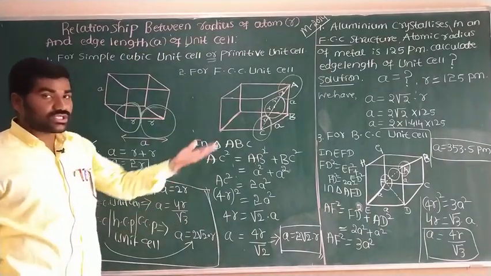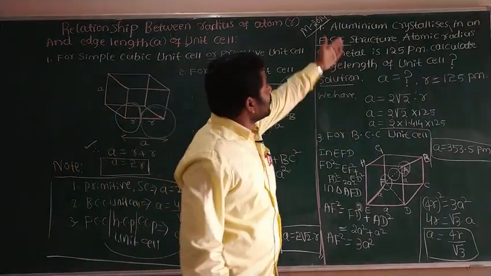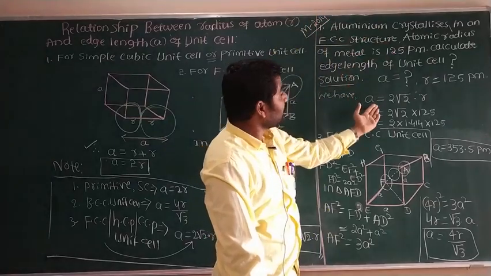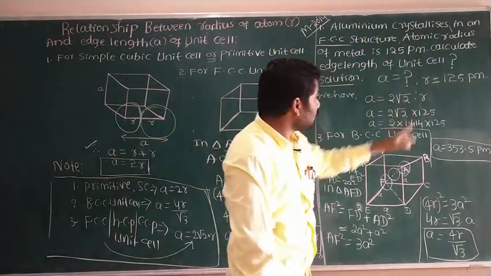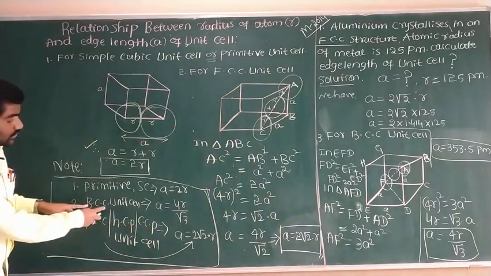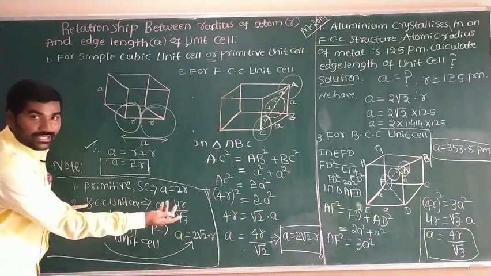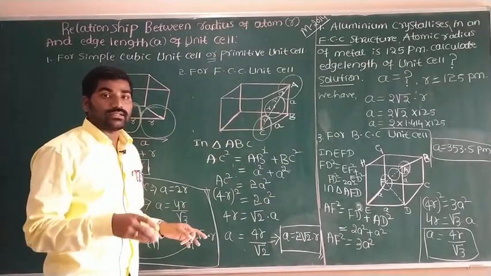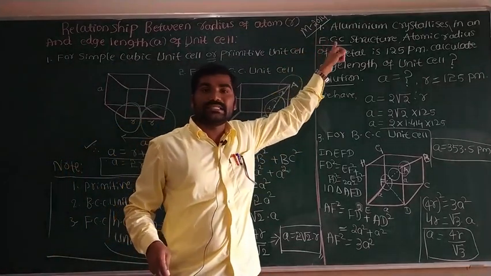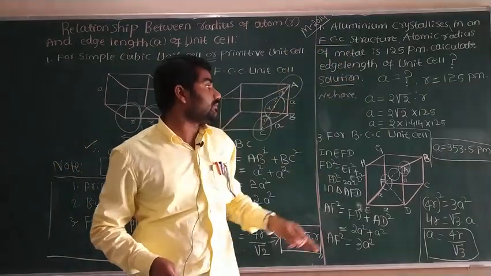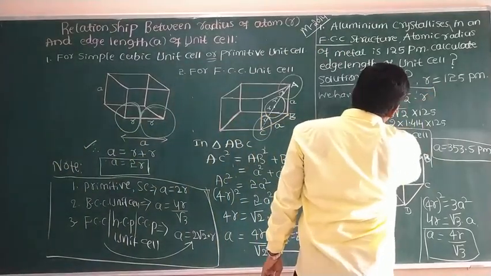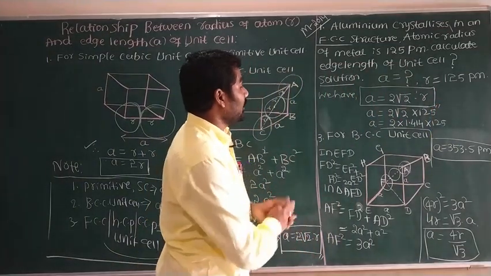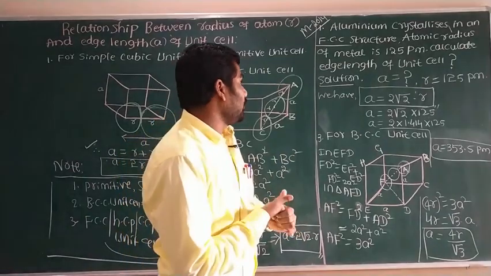Suppose they ask for a BCC structure, which formula will you use? Aluminum crystallizes in BCC structure instead of FCC. Here we had A equals 2 root 2 into r. Instead, for BCC we have the relationship A equals 4r by root 3. If you substitute the value of r in this formula, you will get the answer for the BCC unit cell. Since here the FCC unit cell is given, we have to use the FCC relationship between edge length A and radius r. Finally, on calculation you will get the value of edge length A equals 353.5 picometers.